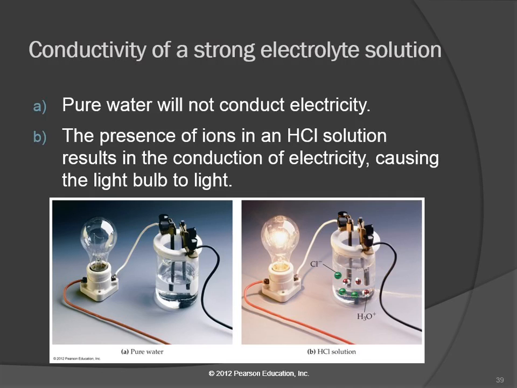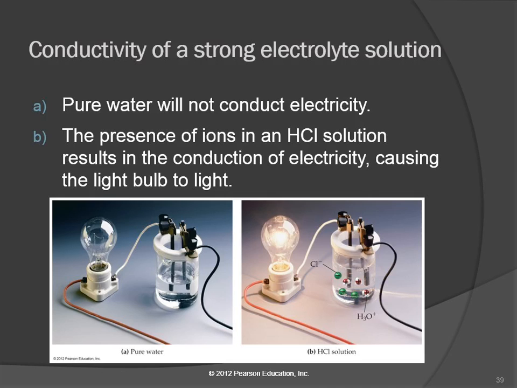Strong acids are strong electrolytes. So here's a setup with a light bulb and a wire going into a beaker of pure water, and these electrodes are not touching, but this electrode is connected to a wire that's coming out here, and if we follow these wires off the screen, they're plugged into the wall. There's no off switch, but this light bulb is not going on because pure water does not conduct electricity.